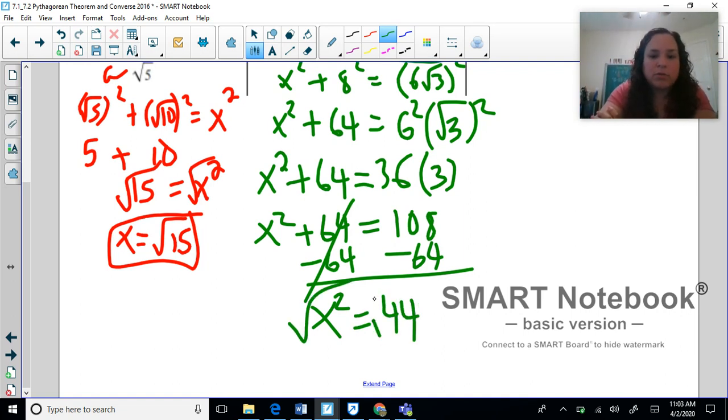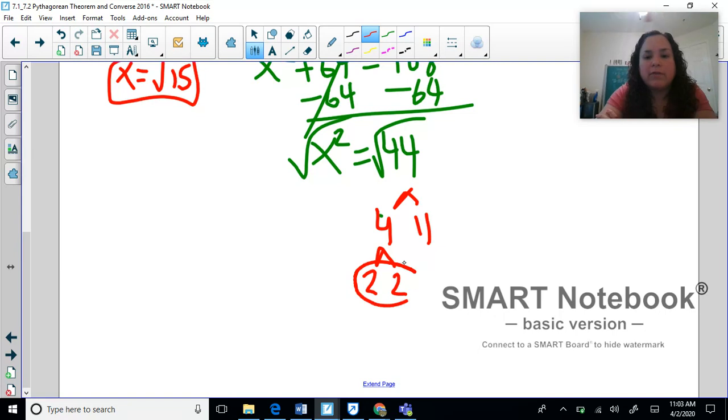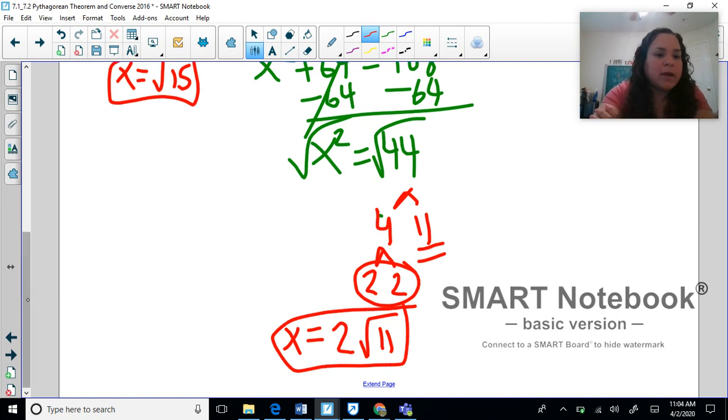Take the square root of both sides. The 44 can actually be broken down to 4 times 11. The 4 breaks down to 2 times 2. So here we have a 2 repeating and an 11 that is just staying there. So when we simplify this, x is going to equal 2 square root of 11 as our final answer.